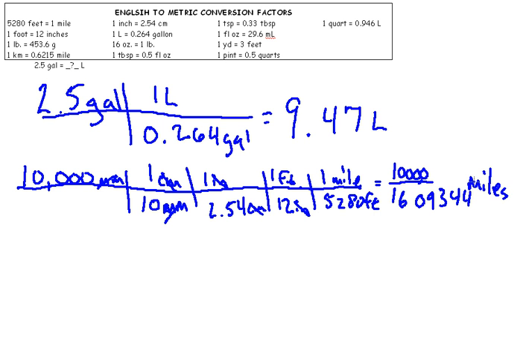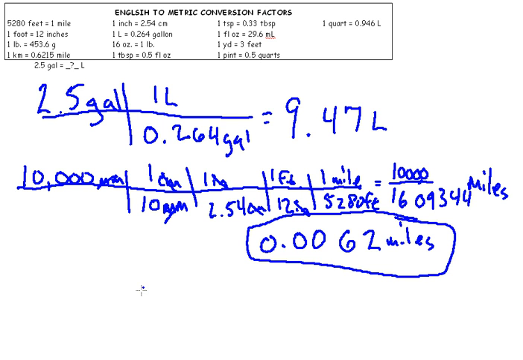So in my calculator, I'm going to take 10,000 divided by 1,609,344, and that should give me approximately 0.0062 miles. So that's how we convert between systems.